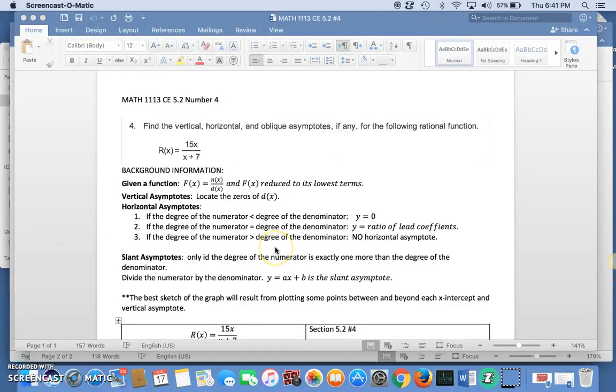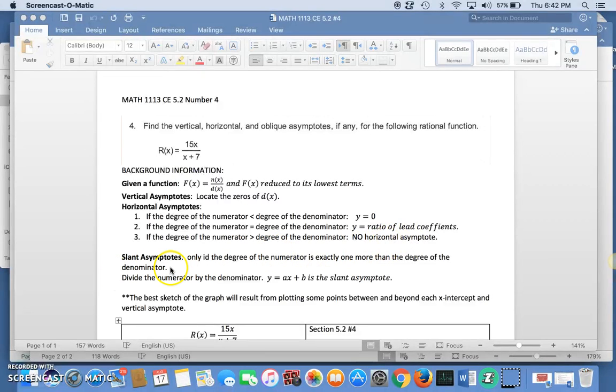Horizontal asymptote is the tricky part. You look at the degree of the numerator. Well, in this particular problem, it's 1. And the degree of the denominator, it's 1. It's the highest exponent that's there. And if the degrees are equal, which they are in this situation, it's the ratio of the lead coefficients. So that's 15 over 1, so it would be y equals 15 for that horizontal. If the degree of the numerator is less than the denominator, it's always going to be 0. If the numerator is greater than the denominator, there is no horizontal asymptote.